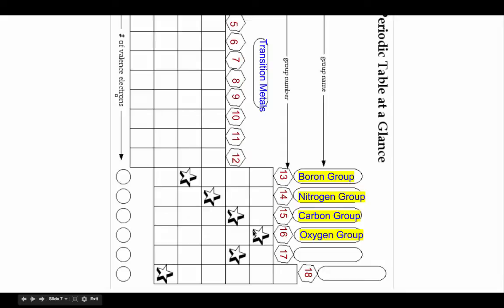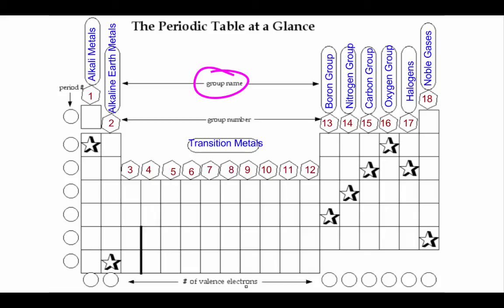You can ignore the stars for right now. They're meaningless at this point. But anyway, the last 2 groups are the halogens, and many people know the last group is the noble gases. So now you have all the group names. All right.